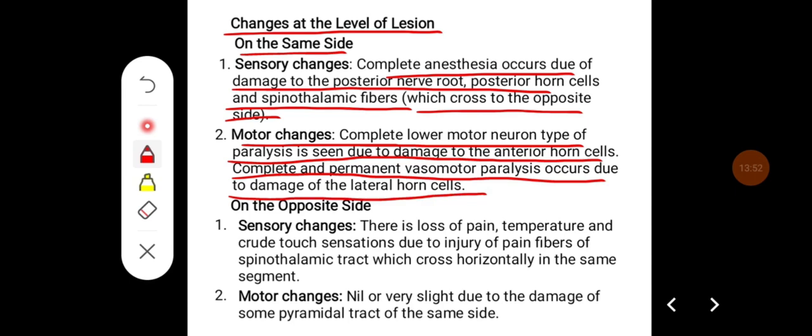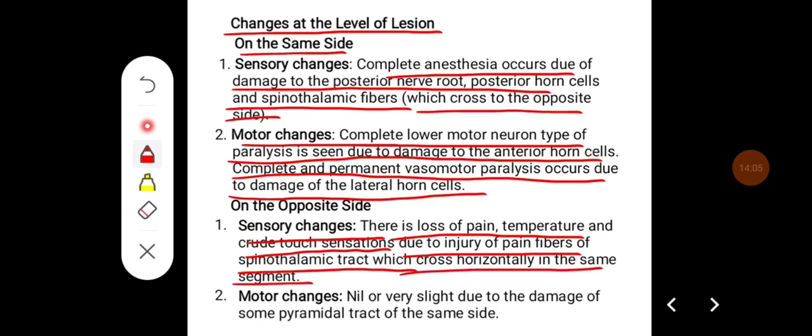On the opposite side, sensory changes like loss of pain, temperature, and crude touch sensation due to the injury of pain fibers of spinothalamic tract which crosses horizontally in the same segment. Then there won't be any motor involvement, nil or very slight, due to the damage to some pyramidal tracts.